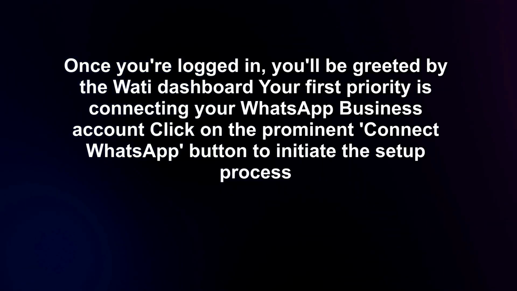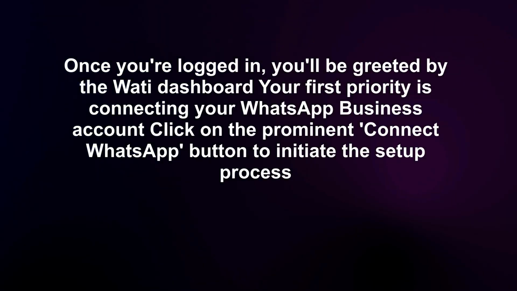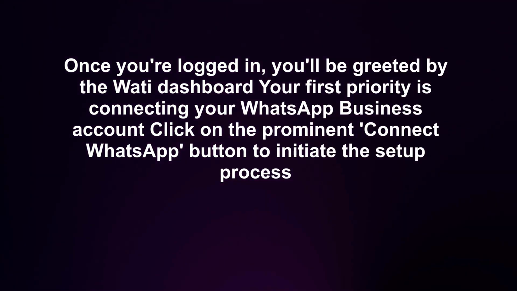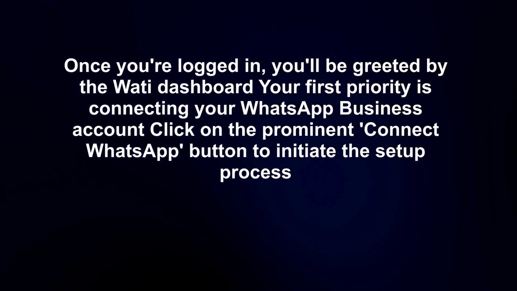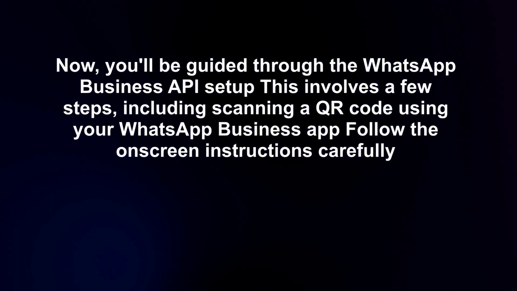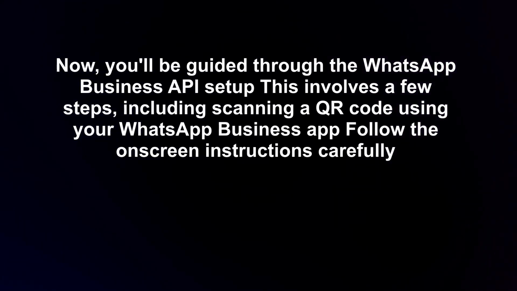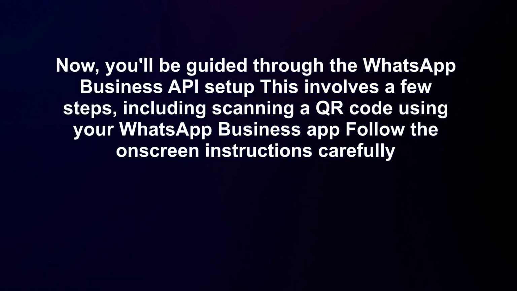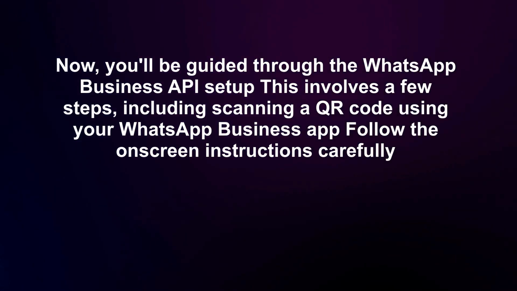Once you're logged in, you'll be greeted by the Wati dashboard. Your first priority is connecting your WhatsApp business account. Click on the prominent Connect WhatsApp button to initiate the setup process. Now, you'll be guided through the WhatsApp Business API setup. This involves a few steps, including scanning a QR code using your WhatsApp Business app. Follow the on-screen instructions carefully.